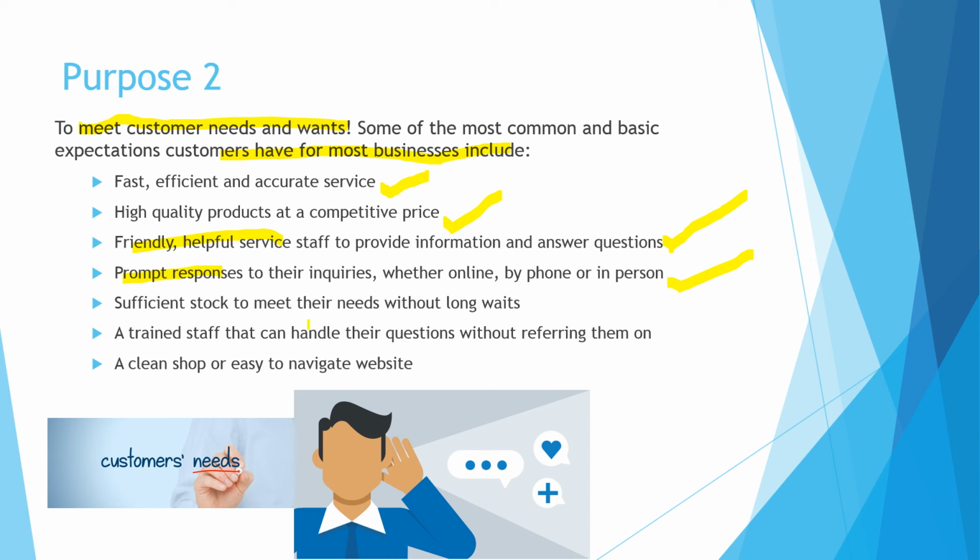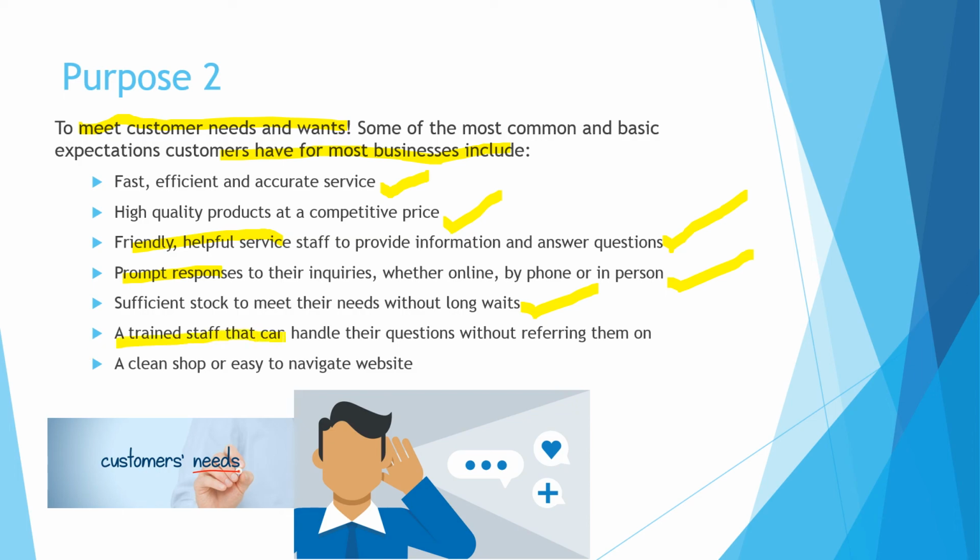Sufficient stock to meet their needs without a long wait. Businesses need to make sure that they have enough stock to meet the needs, desires and wants of customers, because you don't want to go to a shop and there's no stock. For example, going to a Tesco and there's no milk, and then you end up with no cereal, and then you go to college and you start having a go at your teacher. So that is not nice. So Tesco needs to have that milk in store. So sufficient stock to meet the needs without having to wait. That is a very common and basic expectation of a customer.